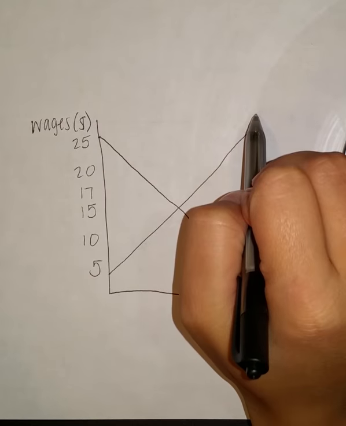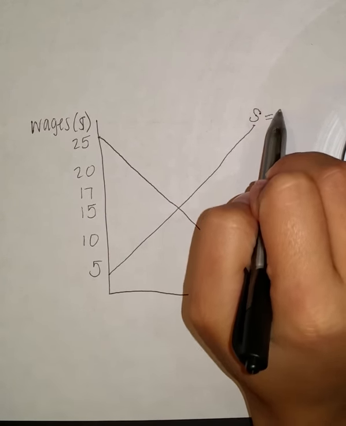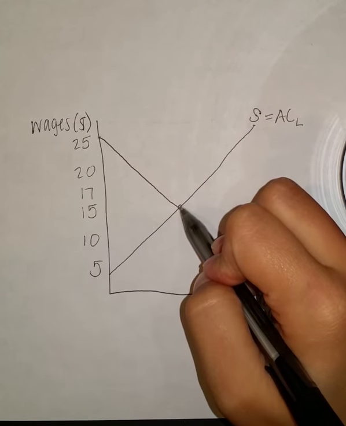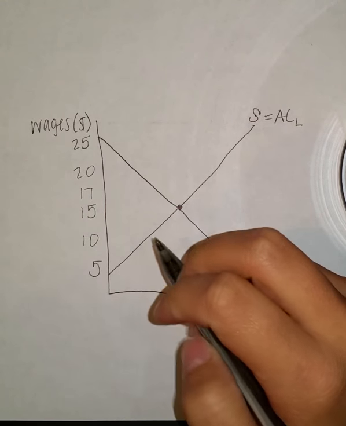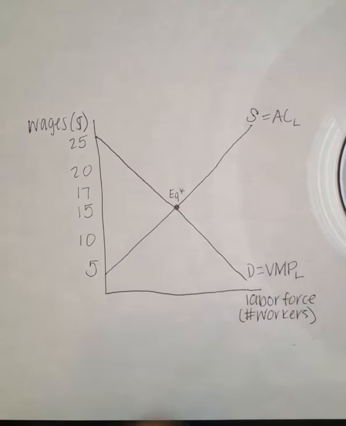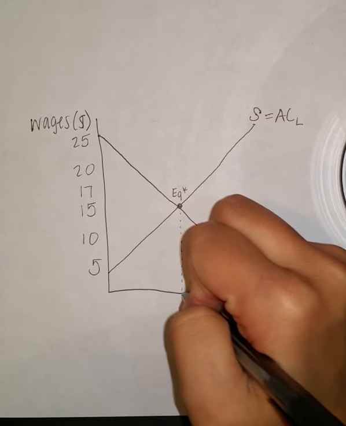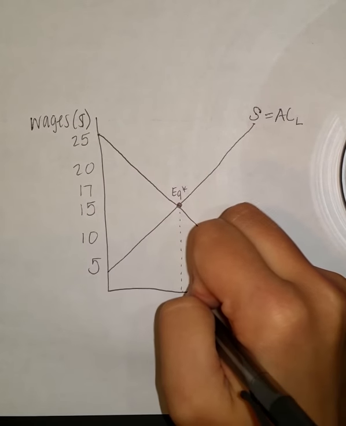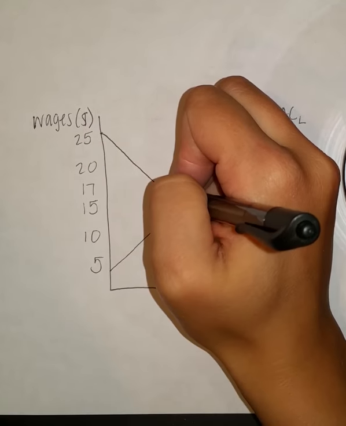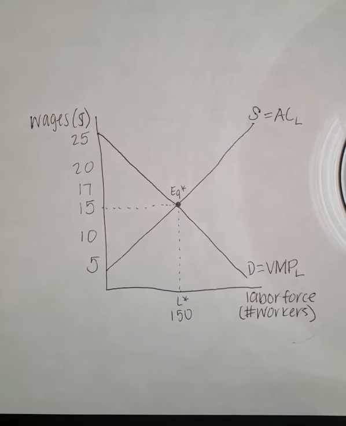Our supply curve, S, will be equal to our average cost of labor. The point where these two lines intersect right here is our perfect competition equilibrium point, which we'll label EQ star. In equilibrium, we'll say that our L star will be 150 workers and they'll be hired at about $15 per hour.